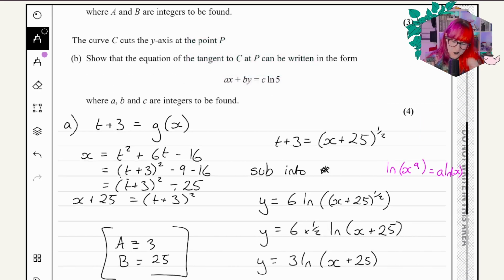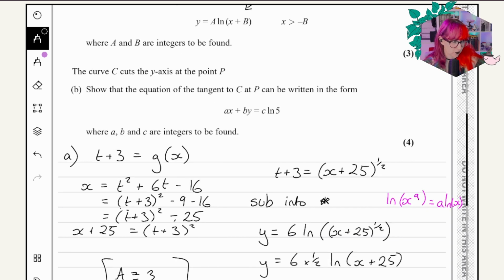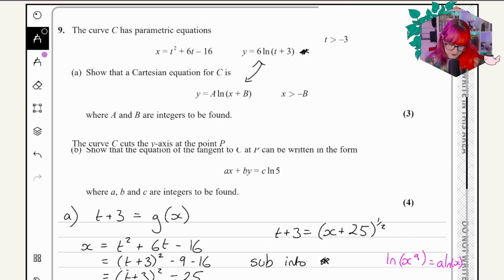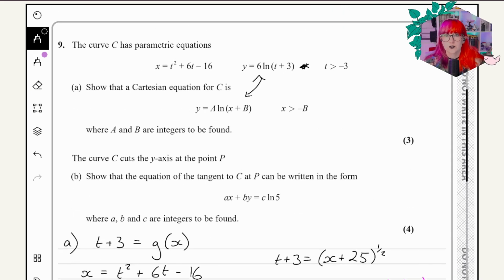Okay, so part B then. The curve C cuts the y-axis at the point P. Okay, so C is this curve that we had from before. Let's get the whole question up. So the curve C, which we now have in this nice form of y is 3 ln of x plus 25, cuts the y-axis at a point P. Show that the equation of the tangent to C at the point P can be written in the form ax plus by equals c ln 5, with a, b, and c to be determined.